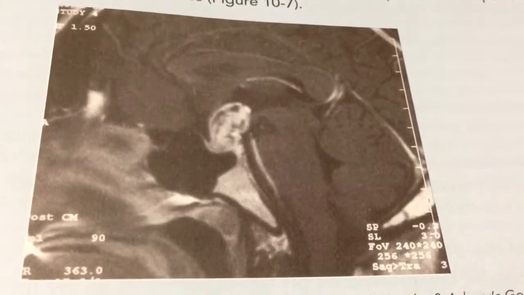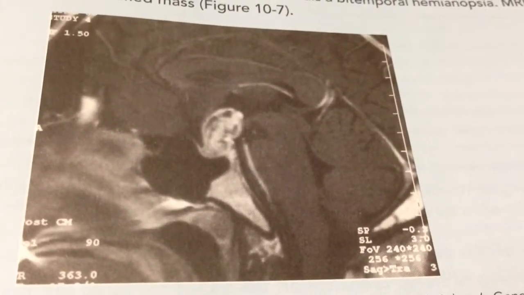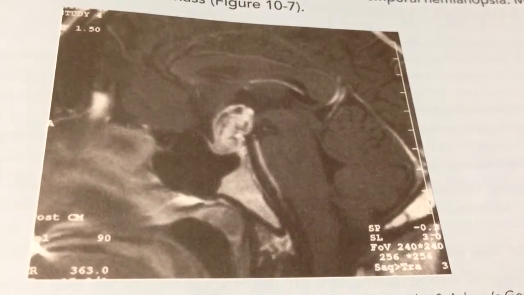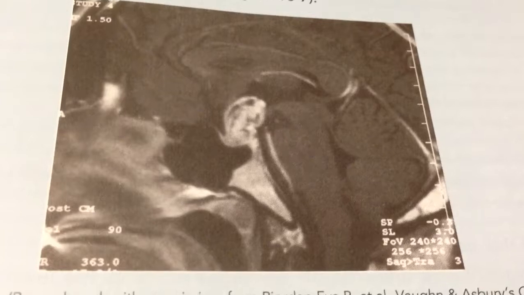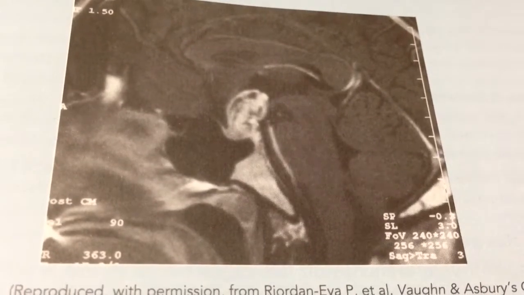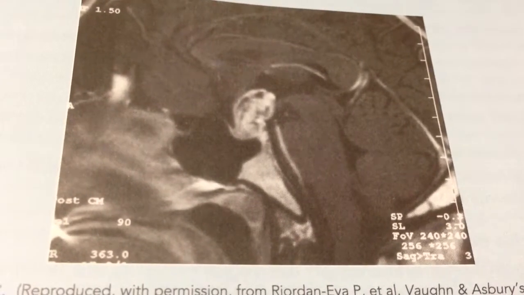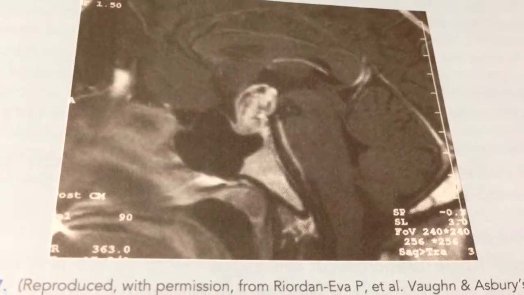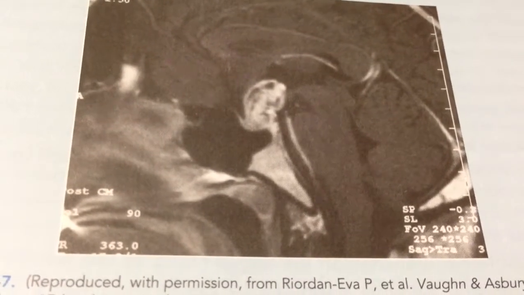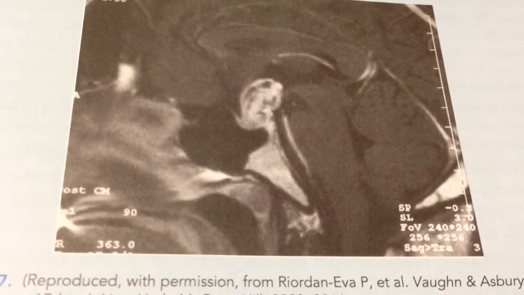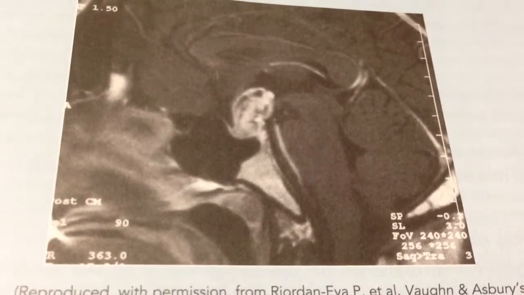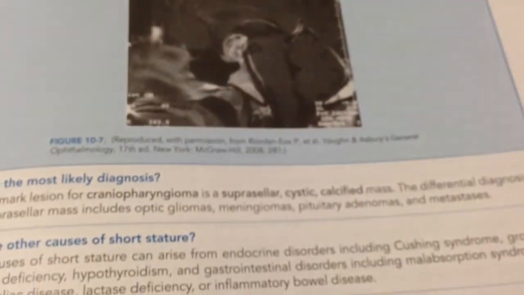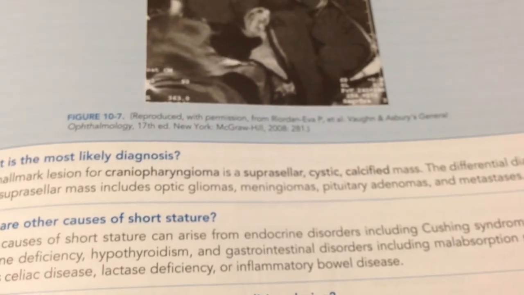Okay, we're looking at neurology, case number 6. A 10-year-old boy is brought to the pediatrician by his parents for evaluation of short stature. The child is below the 10th percentile for height. Further evaluation reveals a bitemporal hemianopsia. MRI of the head reveals a suprasellar cystic calcified mass. What is the most likely diagnosis?